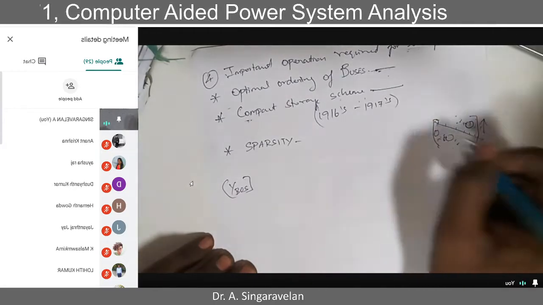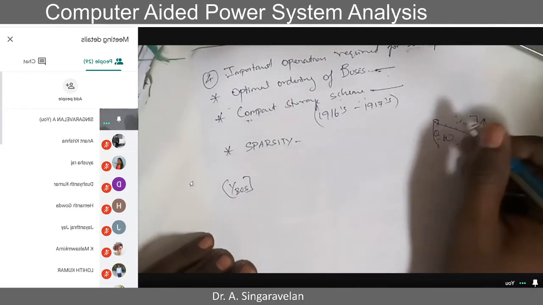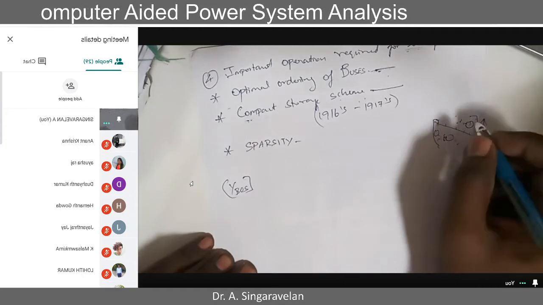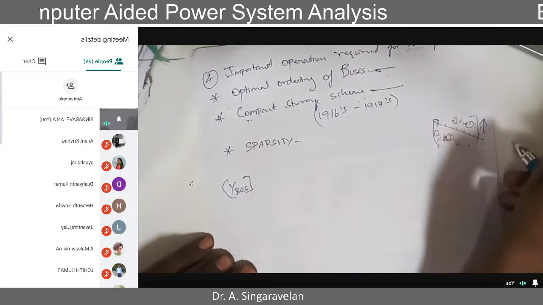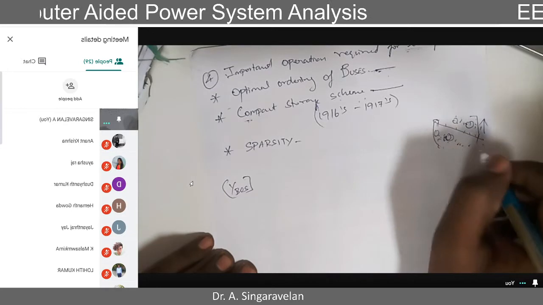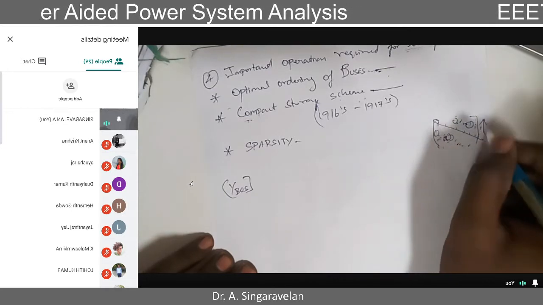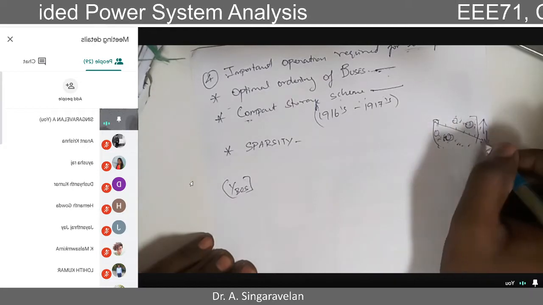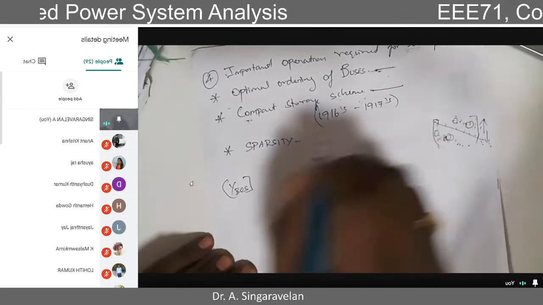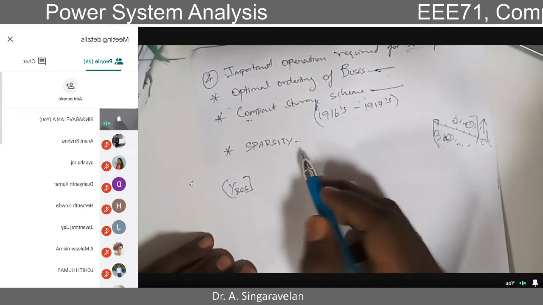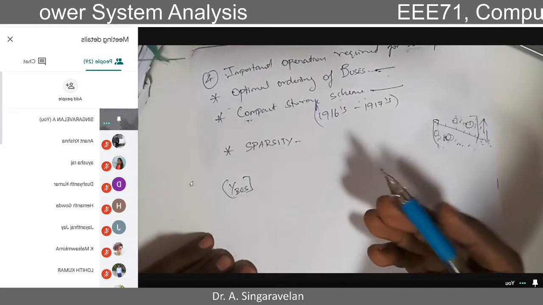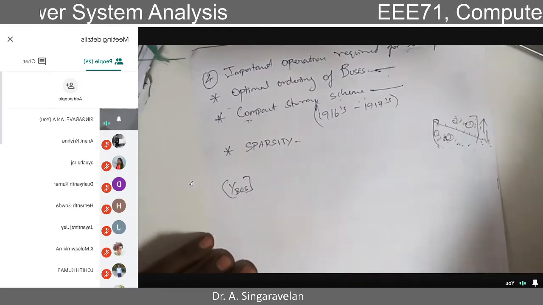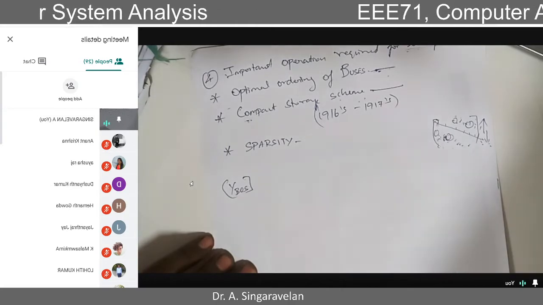The Chennai bus and Bangalore bus will have more mutual admittance. So at that time we will get more non-zero elements in the non-diagonal elements of the matrix, and the sparsity will be very low. So we need to frame the Y bus in such a way that the sparsity is very high, to reduce the complexity of the system for calculation purposes. That is the third one.